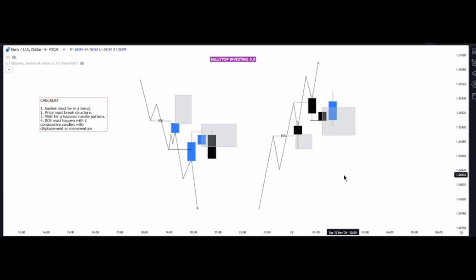Now, this is the whole strategy that I have exposed to you, but please don't click away just yet, because I want to show you how to take these trades on the live chart.